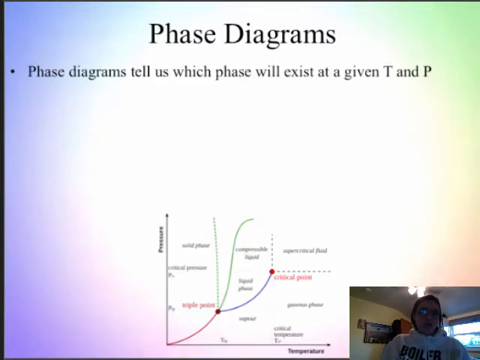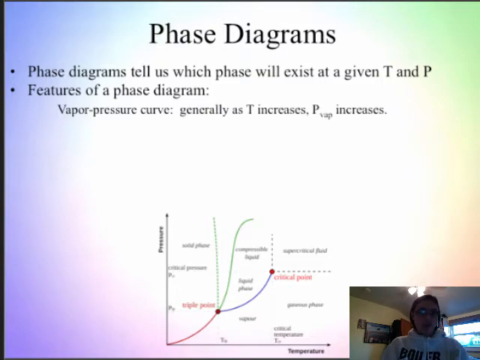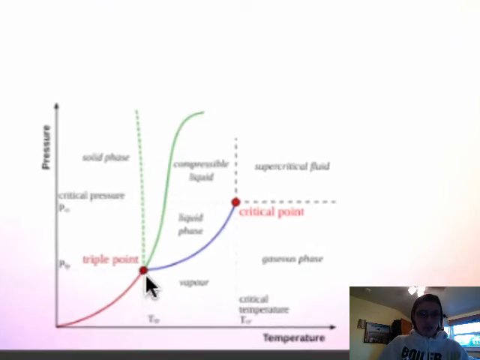Like I said, phase diagrams tell us which phase will exist at a given temperature and pressure. Now, specific features of a phase diagram. The first thing is we can see the vapor pressure curve, and this blue curve right here is the vapor pressure curve. This is the curve that exists when liquid and gas are at equilibrium. What this means is anything on this blue line is a liquid and a gas at the same time.